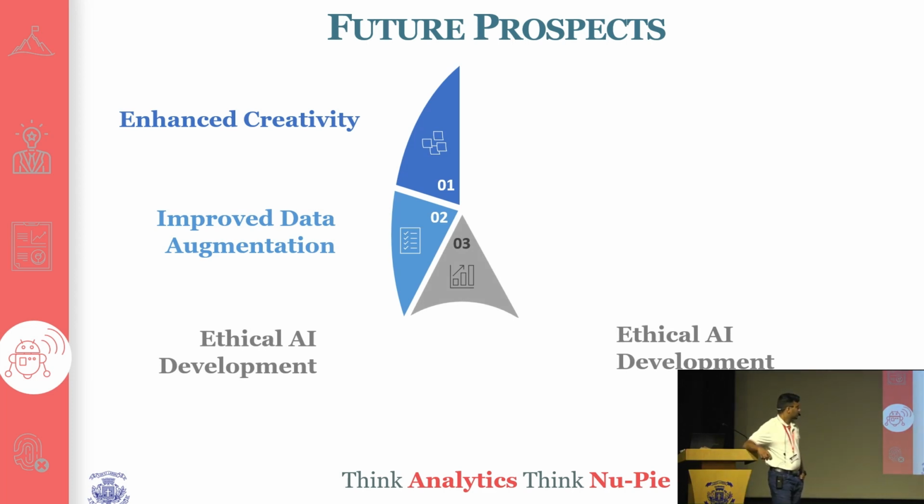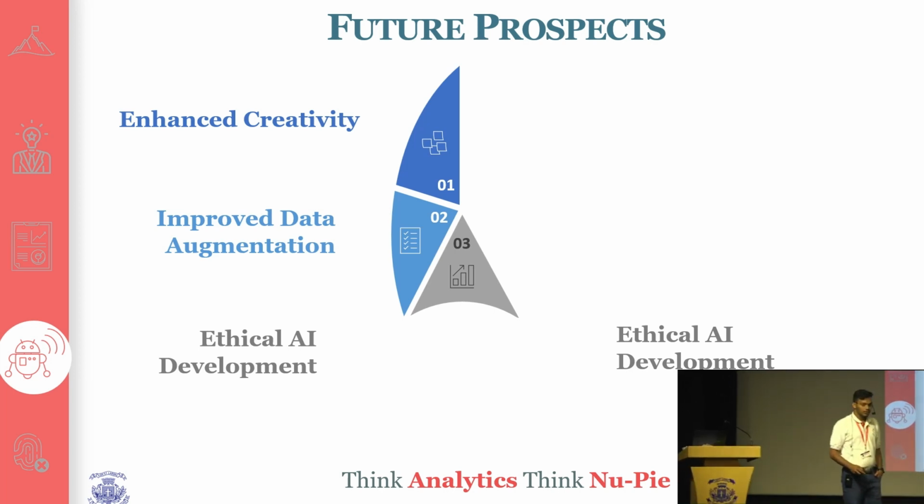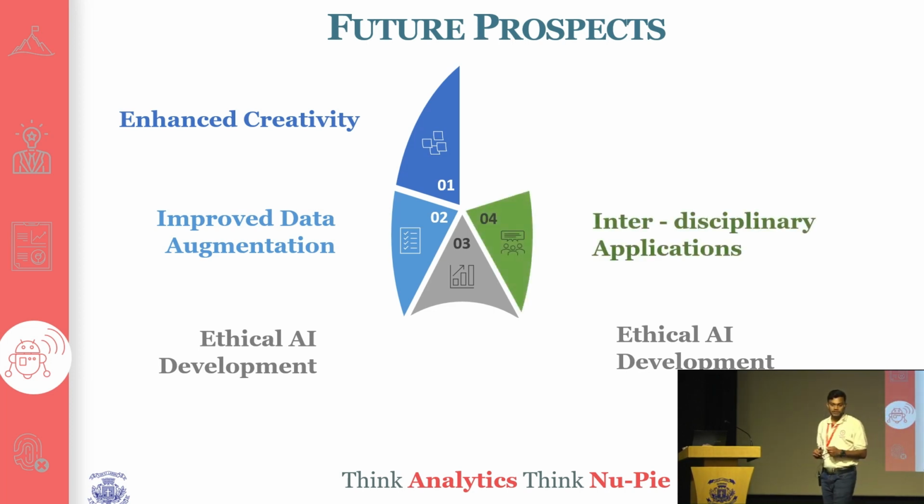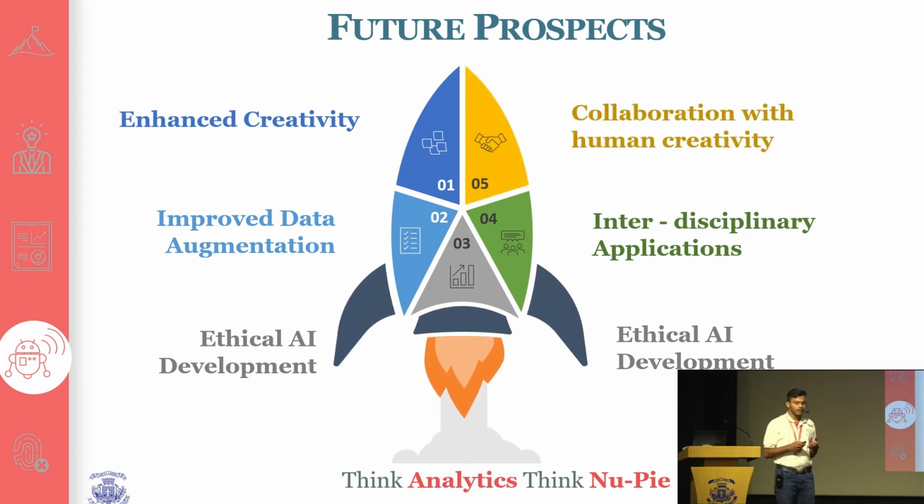Next one is ethical AI development. As I said, there are some ethical considerations which we need to take into account. We obviously need to develop generative AI in which all the ethical considerations are taken care of. And the next one is interdisciplinary applications. Right now, you might not have seen applications of generative AI other than language models, but there are going to be multiple domains which are going to use these generative AI techniques, like finance, healthcare, and so on. The last is collaboration with human creativity.